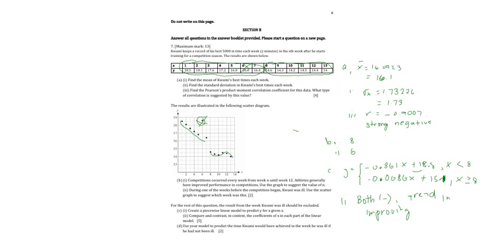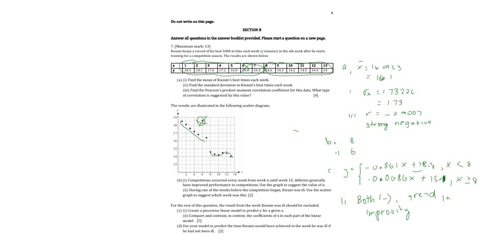So the relation is, the more you spend on practice, the less time you are taking. So less time is spent for every practice in the same 500-meter distance. So both are negative. This shows a trend in improvement.